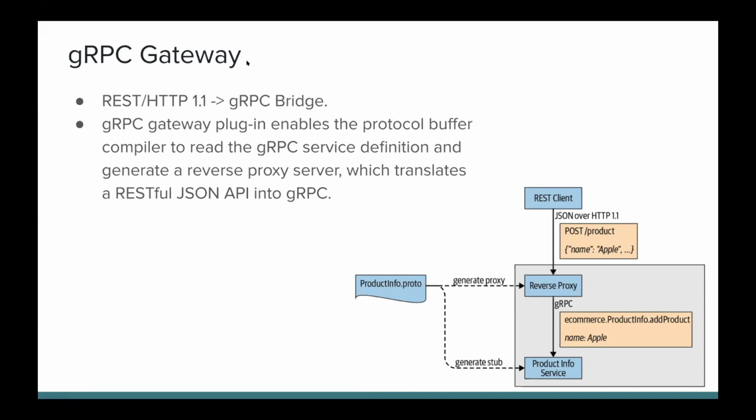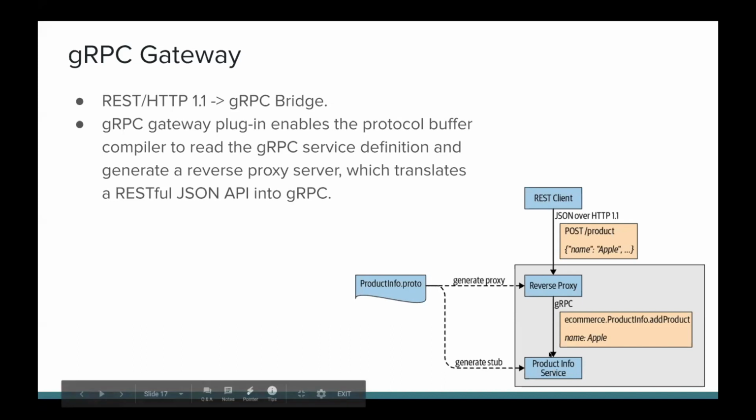gRPC Gateway is an ecosystem project of gRPC, where you can use that binary as the gateway to all your incoming requests. In this case, it is doing protocol transformation. The inbound is JSON over HTTP/1, and the outbound is gRPC over protobuf.